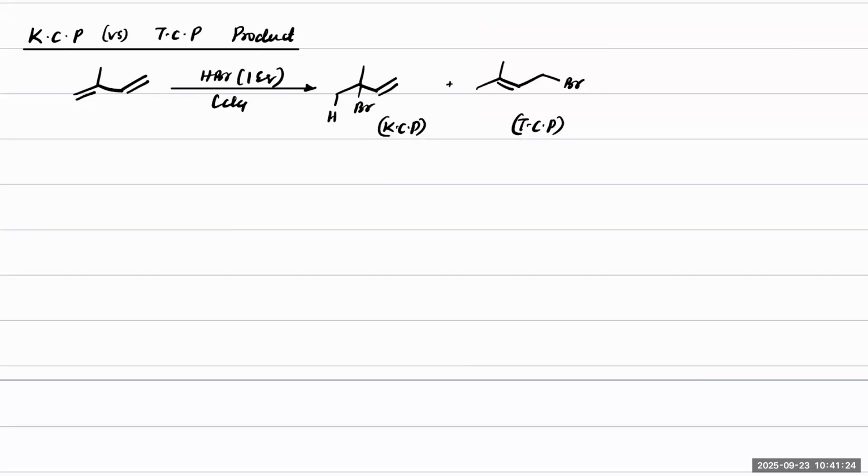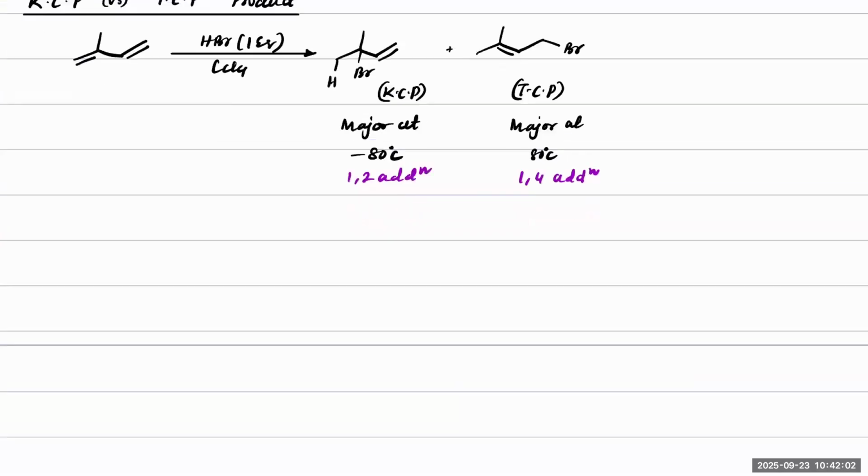This would usually be major at minus 80 degrees, usually at minus 80 degrees up to minus 40 degrees you will see this. And anything from 0 degrees up to 20 degrees, 80 degrees, all of that, this is major at 80 degrees. Okay, clear? I'm not getting into the mechanism of it. You just need to remember it this way. It is a 1-2 addition, while this is a 1-4 addition. Following Markovnikov's rule, it is 1-2 addition and 1-4 addition.